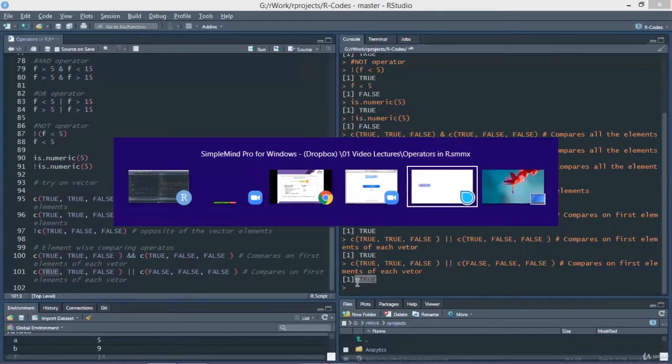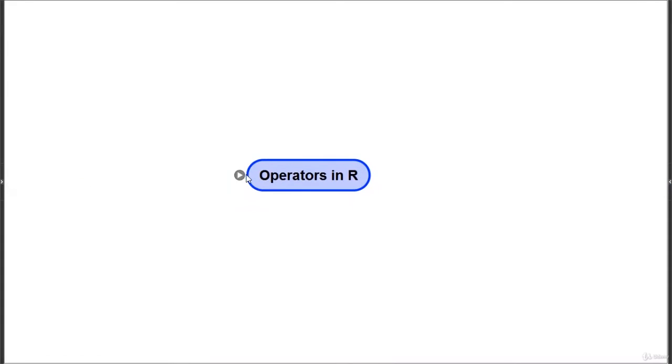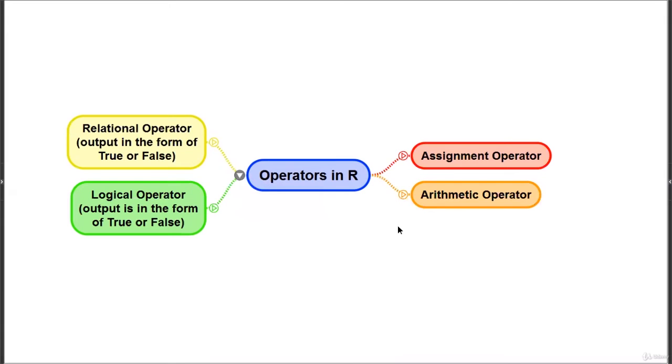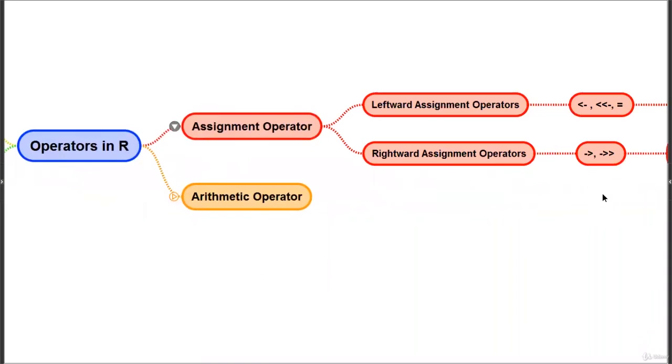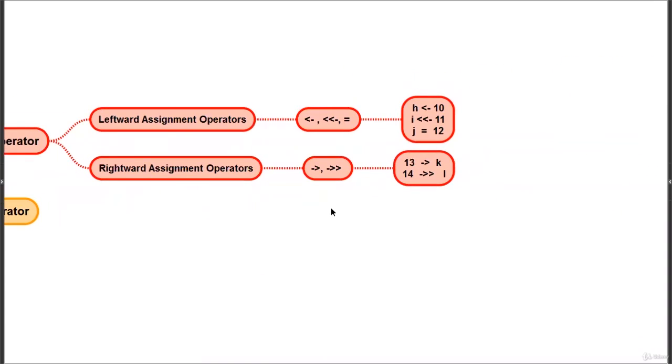So let's sum up the video and check what operators we have covered. There were four types of operators: assignment, arithmetic, relational and logical operators. In assignment operators, we used two operators: the leftward assignment operator and the rightward assignment operator. For leftward, we used less than and hyphen, double less than and hyphen, or the equal to sign. For rightward, it is hyphen and a greater than sign. So it actually creates an arrow towards the right or an arrow towards the left.